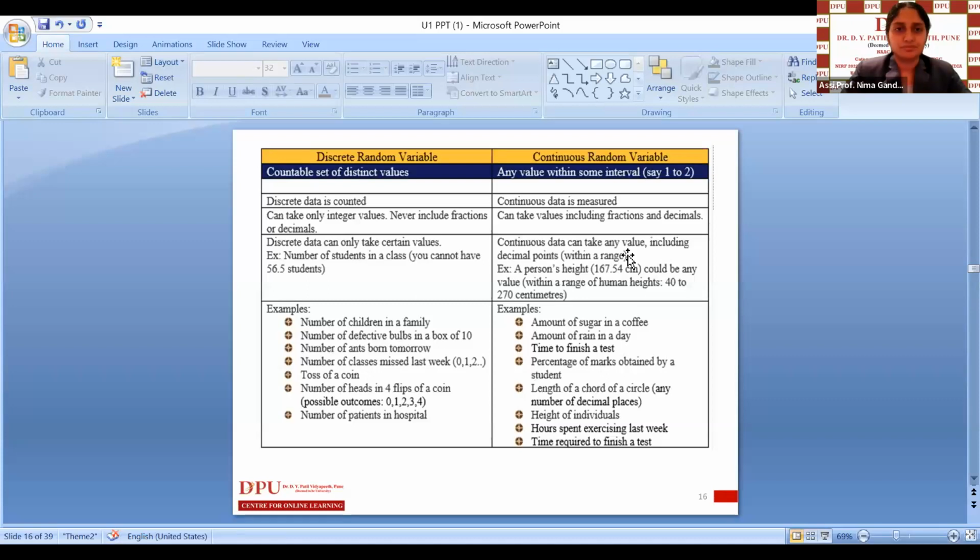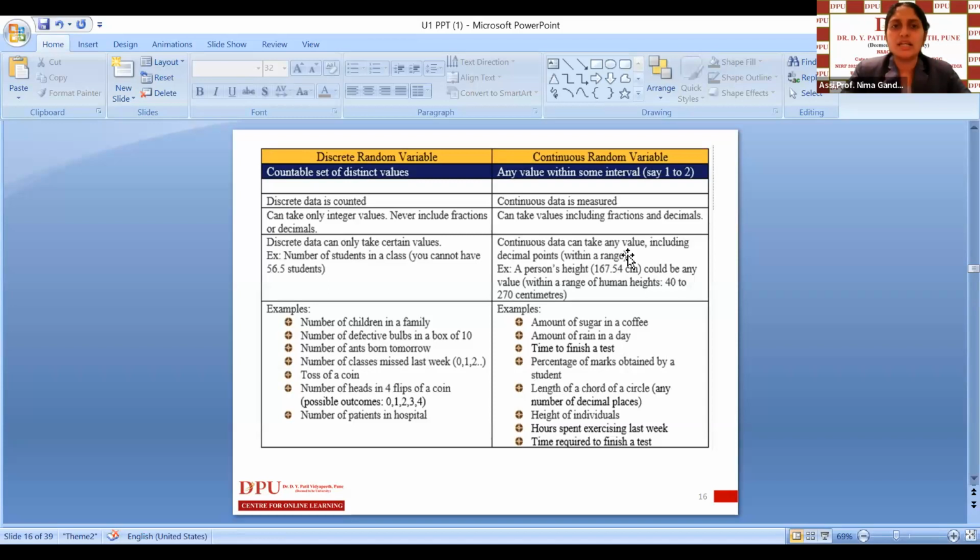Okay. So let's see the basic difference between discrete random variable and continuous random variable. A discrete random variable has a countable set of distinct values, and a continuous random variable takes all possible values in that particular interval. Discrete data is counted, continuous data is measured. Discrete data can take only integer values, never including fractional or decimal values. Continuous data includes fractional and decimal values. It takes all possible values.